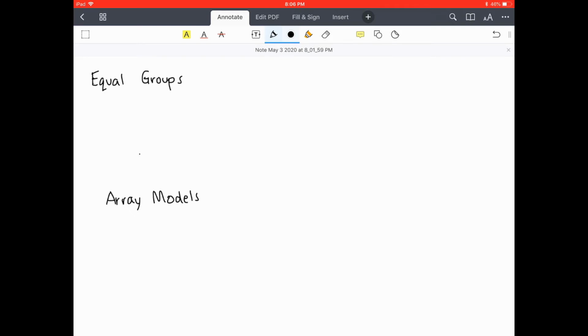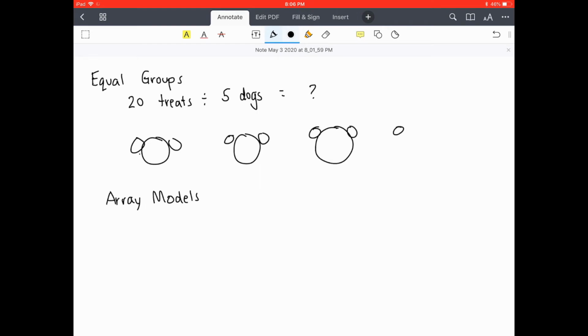So I want you to imagine that there are 20 dog treats and 5 dogs. So 20 treats, 5 dogs. How many do they each get? So 20 divided by 5 is equal to how many? So I'm going to start by drawing 5 dogs. They're starting to look a bit like bears, but that's okay. It doesn't have to be perfect.